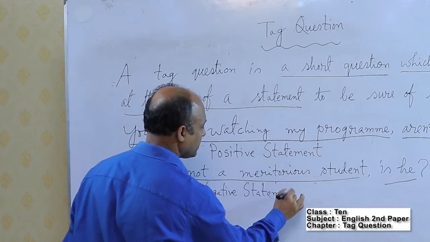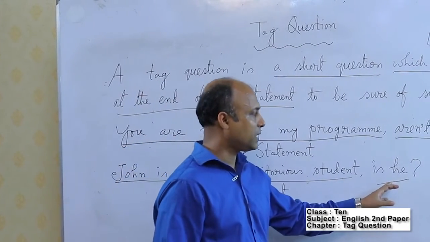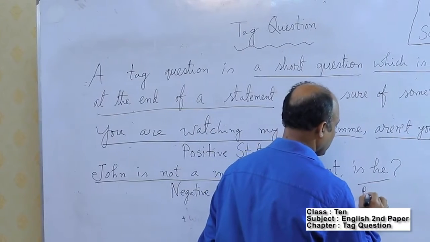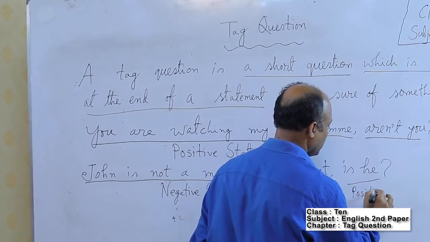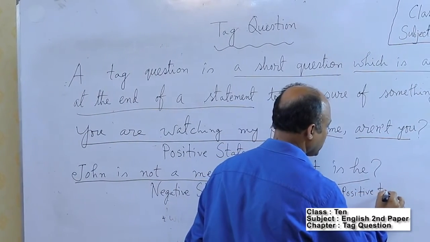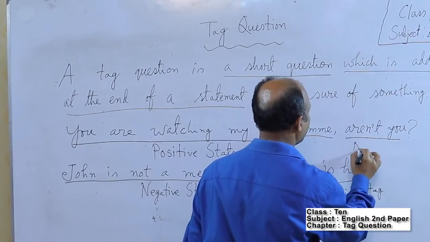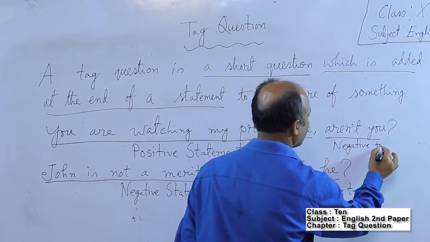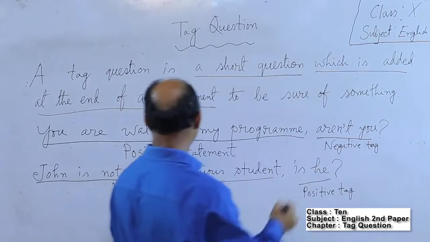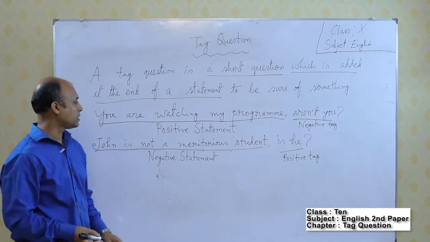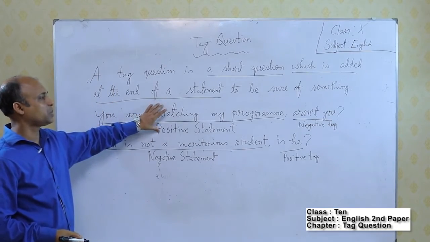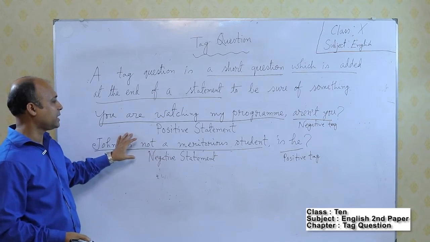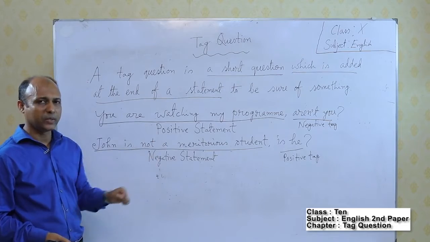Negative statement, and what about the tag? The tag is positive. Positive tag, and the earlier one was a negative tag. So the main thing is, if the statement is positive, the tag will be negative, and if the statement is negative, the tag will be positive.